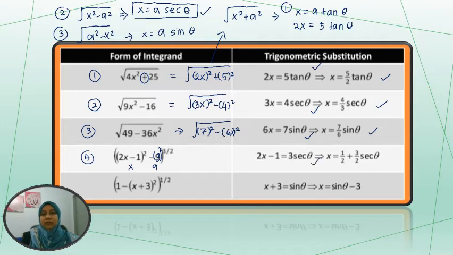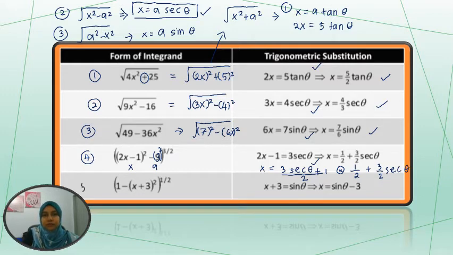Then we want to find the value for x. We bring this one to the right hand side, so we get 2x equal to 3 secant theta plus 1, so x equal to 1 over 2 plus 3 over 2 secant theta.